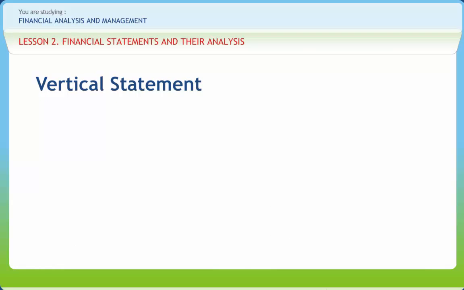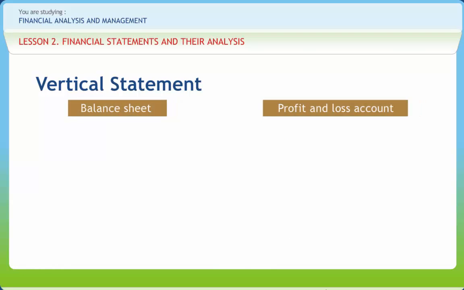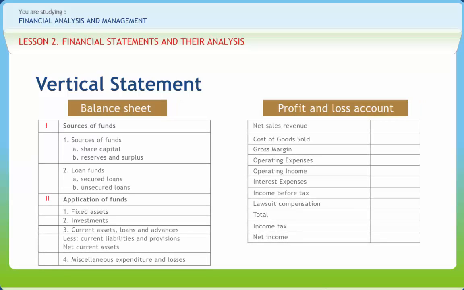A sample structure of a balance sheet and profit and loss in the vertical form is given in this slide. Vertical analysis focuses on the relationship among financial statement items at a given point in time. A common size financial statement is a vertical analysis in which each financial statement item is expressed as a percentage.